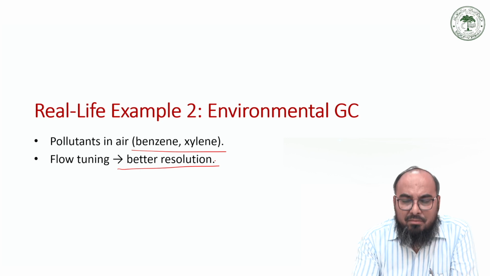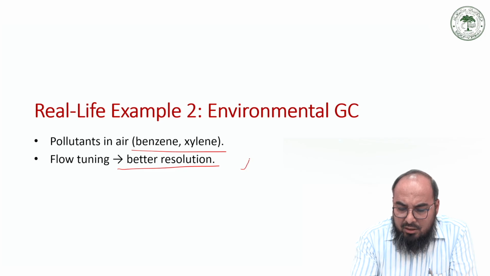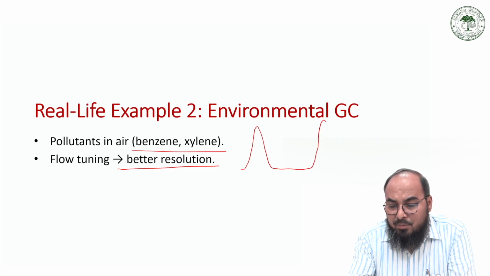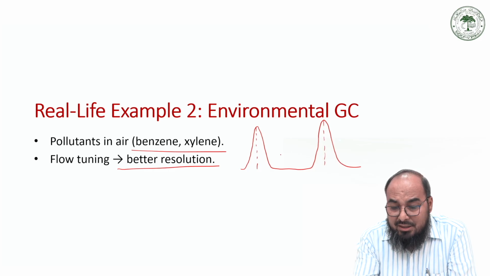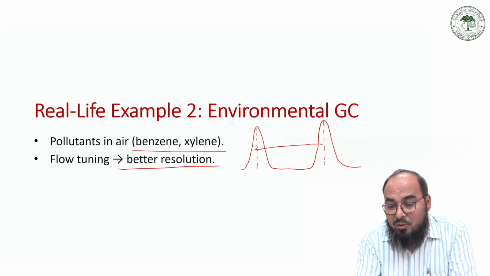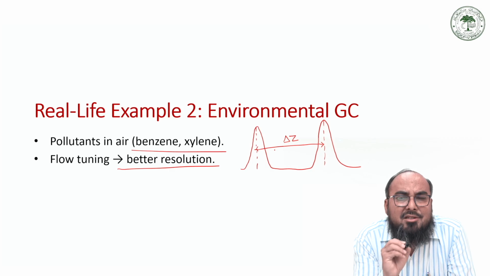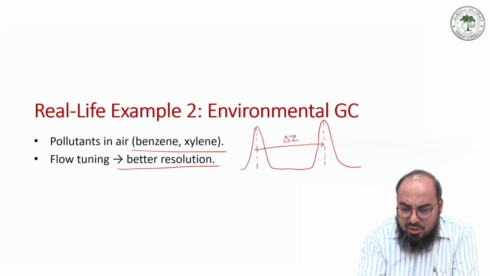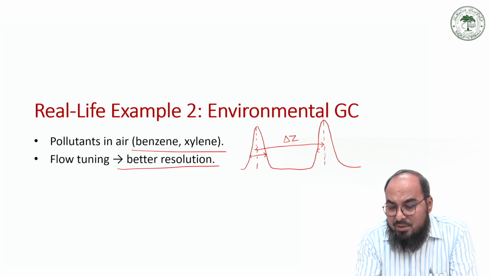And a better resolution means that there are two things which must be satisfied. First of all, the peaks must be as separated as possible, that is the distance between them. For example, it is the distance between them, so this distance should be as large as possible. So this delta Z must be as large as possible, number one. And number two is that this peak width must be kept as low as possible.